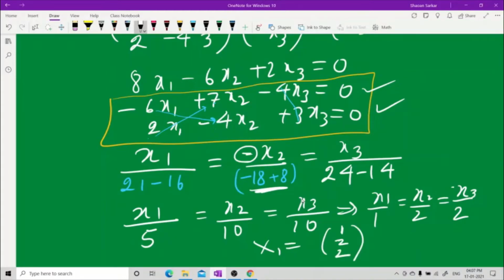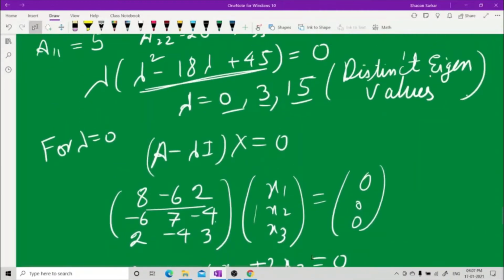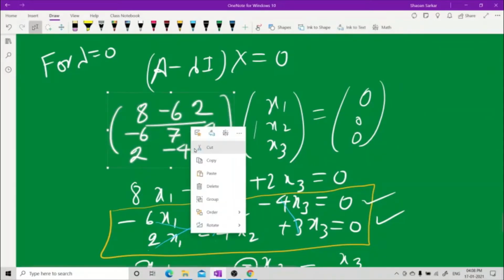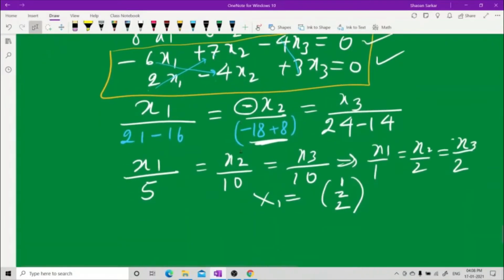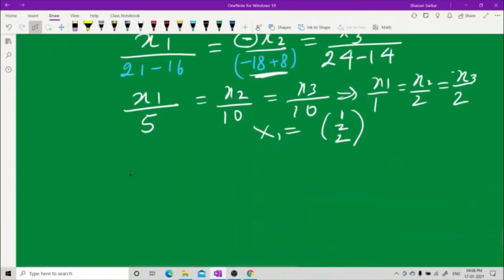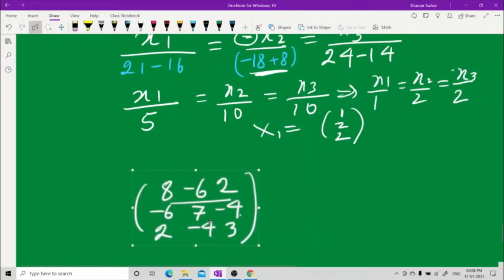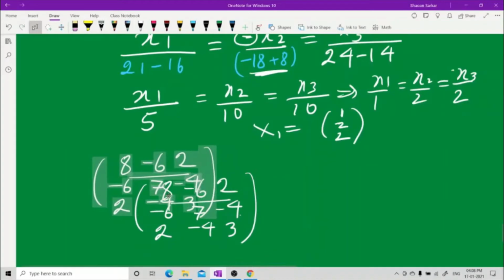Or you can do one thing. You copy this equation, take this equation with you here, and do the row reduction and you can find it. I'm showing you the other method. Paste this here.